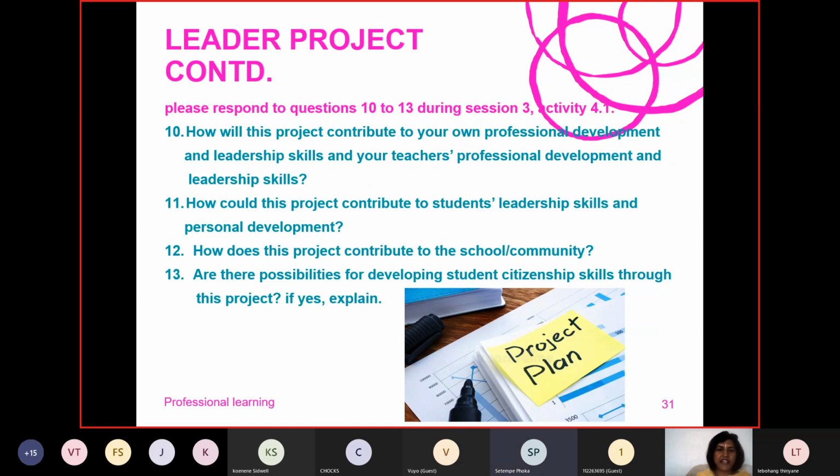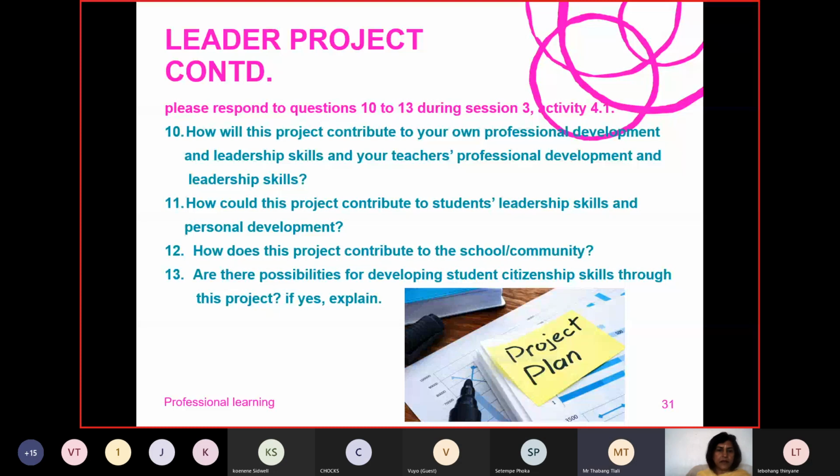So I read number 10. Can you read number 11 quickly? How could this project contribute to students' leadership skills and personal development? Is Tabani here? Tabani, thank you. Yes, it's something for you to think about. So you want our students now to become leaders. Great. Next point.